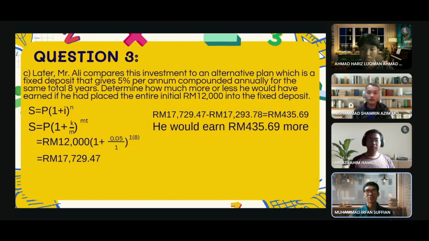So we will use the formula, then we put in our information, so it will become 12,000 ringgit bracket 1 plus 0.05 over 1 bracket to the power of 1 times 8. So the answer will be 17,729 ringgit and 47 cents.